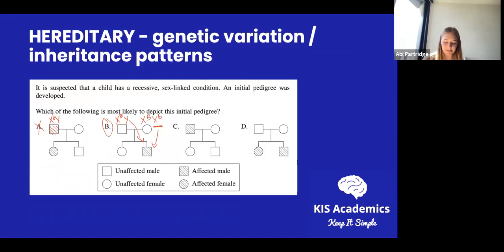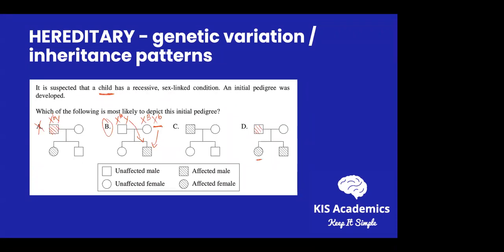And then for C, technically this pedigree works because it could have the recessive here, but the question said it's a child that has a condition, and this is displaying the parent. So it's not C, and it's not D for the same reasons as A. The father would have to have the condition if the daughter had the condition.